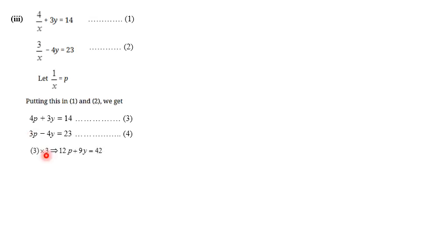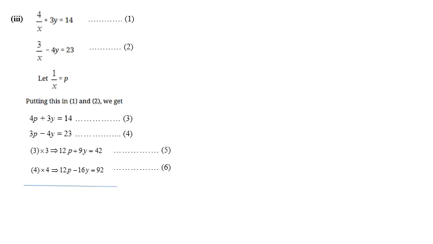When I multiply 3 with the first equation, that is equation number 3, 4 into 3 is 12p, then 3 into 3 is 9y, 14 into 3 is equal to 42. We label it as equation number 5. Next I am multiplying equation 4 with 4. 4 into 3 is 12p, next 4 into 4 is 16y, next 4 into 23, that is equal to 92. Just label it as equation number 6.